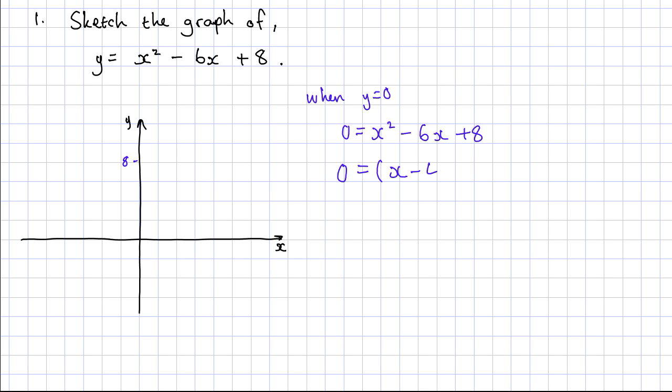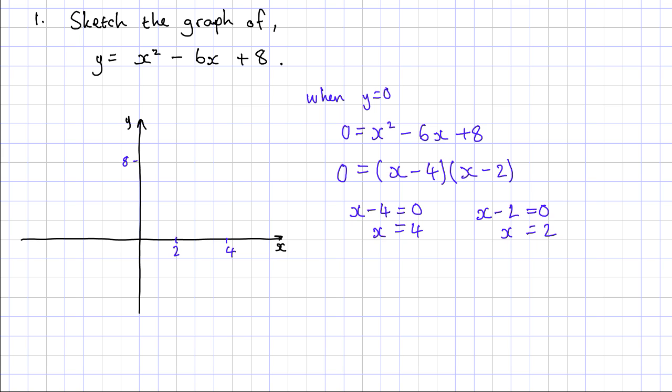x minus 4 and x minus 2. Now once I've factorized it, I know either this is 0 or that's 0. So if x minus 4 is 0, so x minus 4 is equal to 0, then that would mean x is equal to 4. And if x minus 2 is equal to 0, then that would mean x is equal to 2. So when I have y is equal to 0, I have x is equal to 4, and I have y is equal to 0, and x is equal to 2. So I can mark these points now. So I'll mark it here and there.